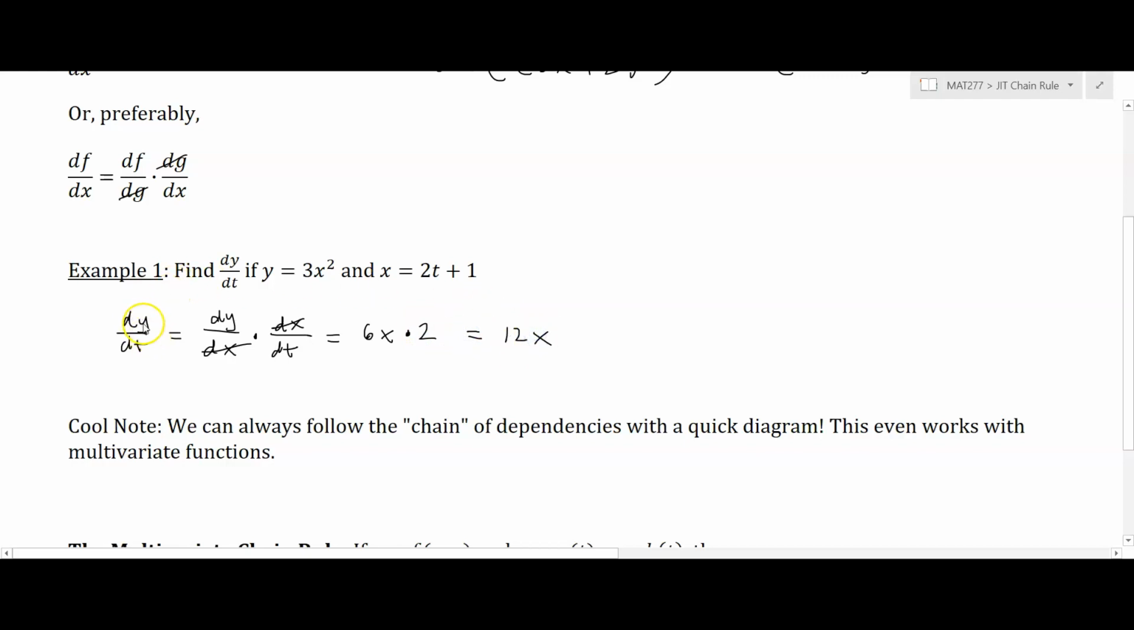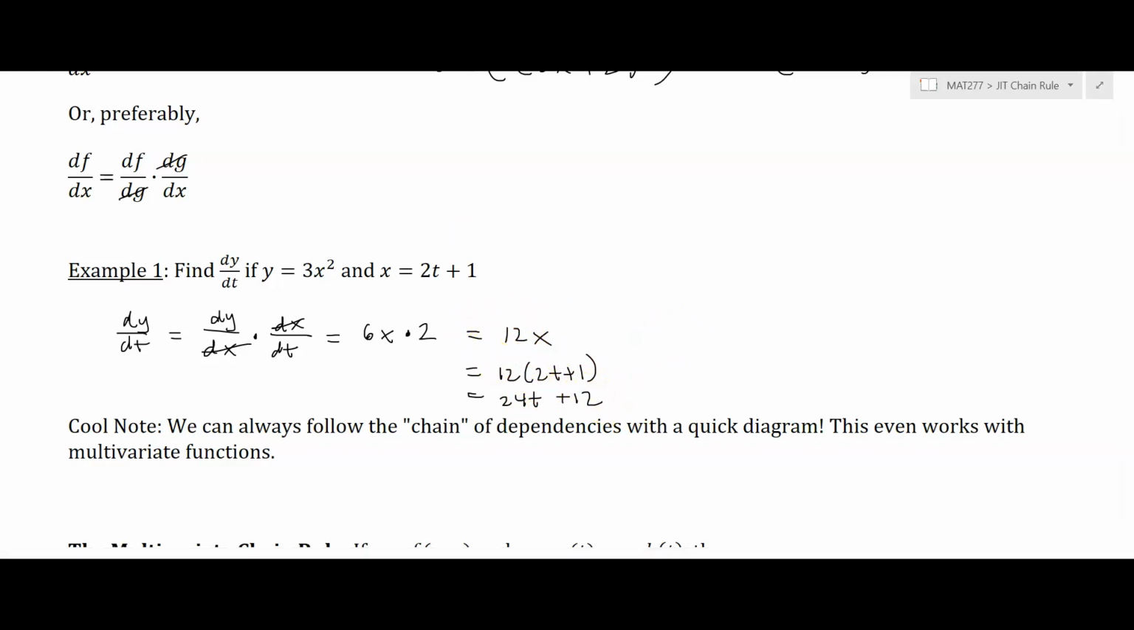But here's the thing, we wanted the derivative with respect to t, so the last thing we should probably do here is to get this equation in terms of t. Well, x is equal to 2t + 1, and so to have this function depending on t only gives us 24t + 12.